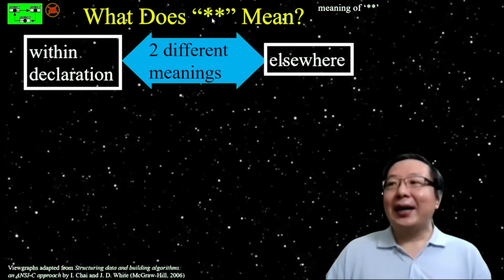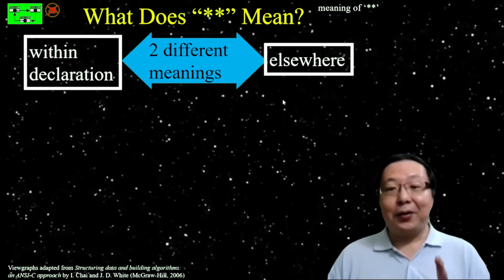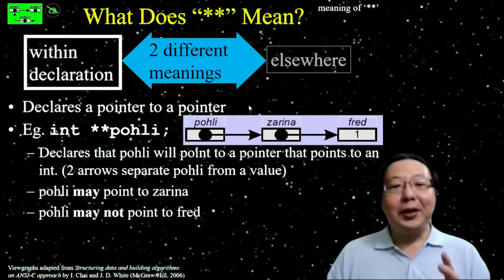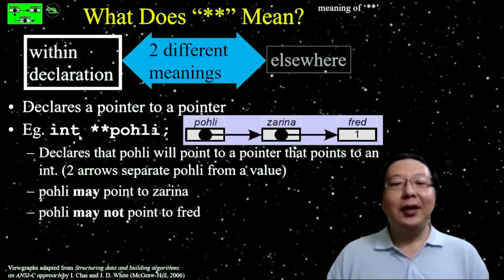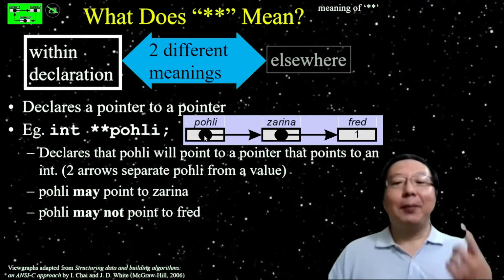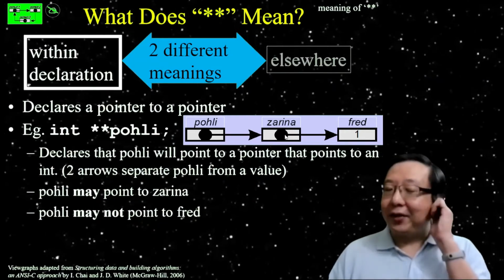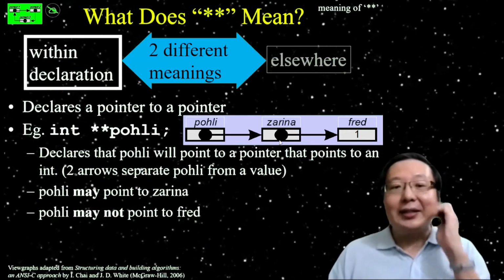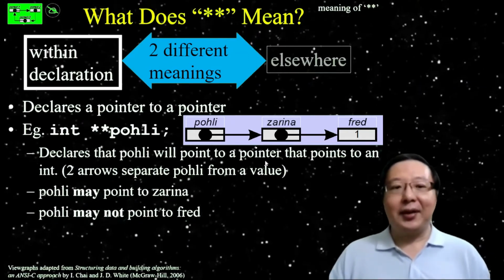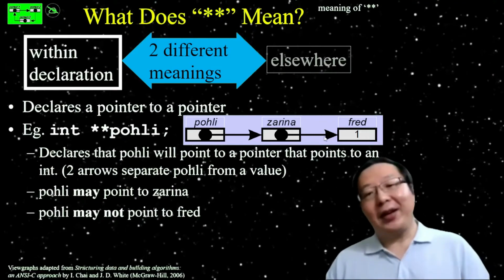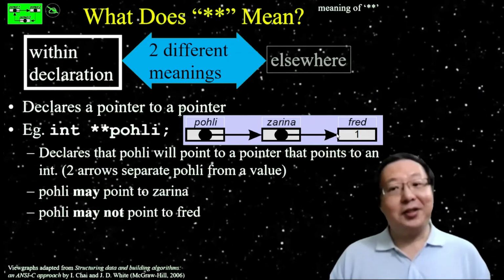Okay, what does star star mean? It has two different meanings again. Just like star had two different meanings, star star also has two different meanings. When you put it within a declaration, you're declaring a pointer to a pointer. So in int star star poly, poly is a pointer to a pointer to integer. For example, you could point poly to Zarina, which is a pointer to integer. So it declares that poly will point to a pointer that points to an integer, in this case, Zarina. You cannot point poly directly to Fred because Fred's not a pointer to an integer, it's an integer.